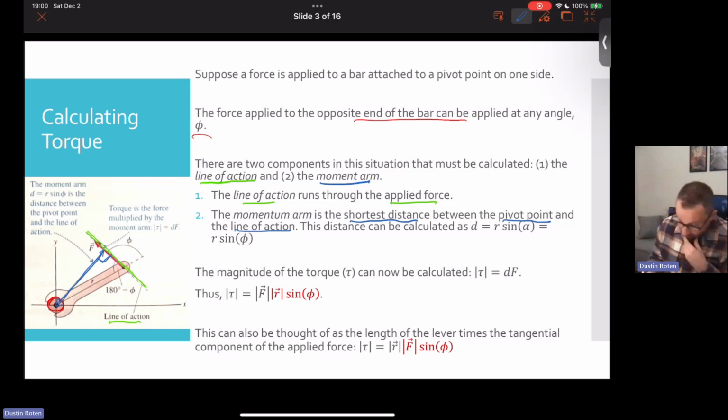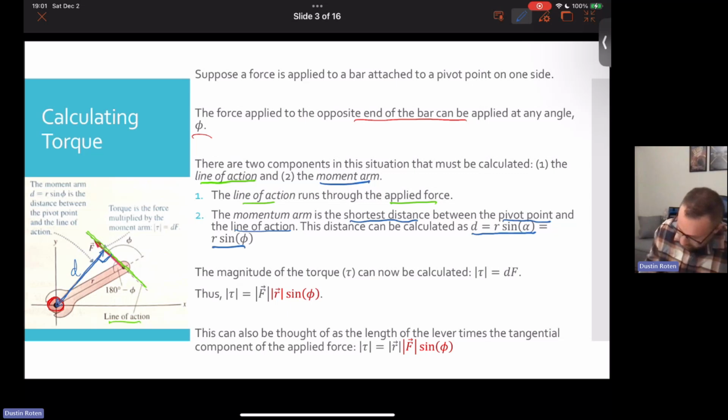Now I have here something interesting. I say that the moment arm, which is just d, the length of the moment arm, is r sine alpha. But then I jump down here and say that's equal to r sine phi. Well, you may be asking, what is going on here? There's a cool trick that we're applying.